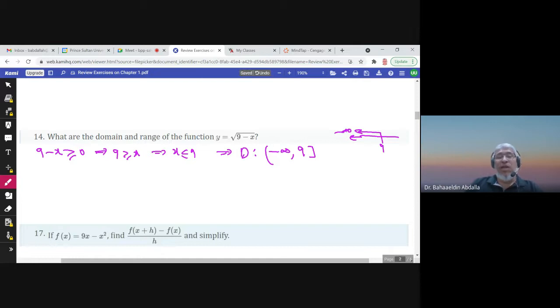Well, the range, the possible values of y, I can see that y here is a square root, so it's always positive. It would be 0 if x is 9. So I can say that the range is from 0 to infinity.